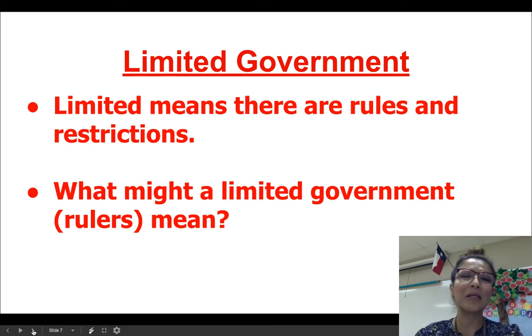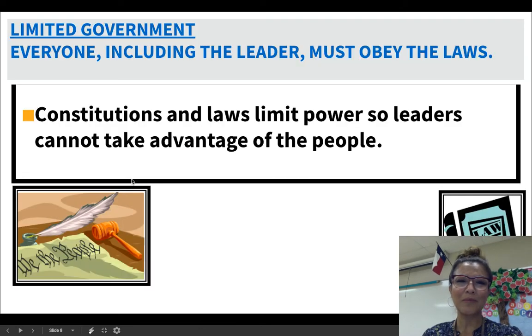And that is because he is elected, right? We are a republic democracy. And we will continue to learn that as we go through the class this week. So limited government means that everyone, including the leader, must obey the laws. Just because he's the president doesn't mean that he does not have to follow the laws. And that rule applies to people in the legislative branch and people in the judicial branch as well. What protects us is the Constitution. These are laws that limit the power of the leaders, and they can't take advantage of that.